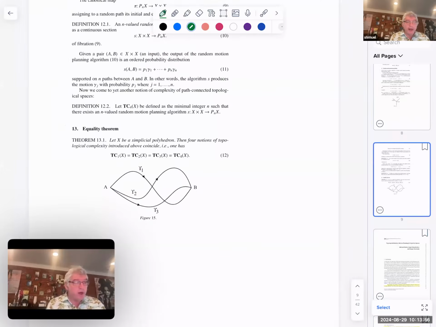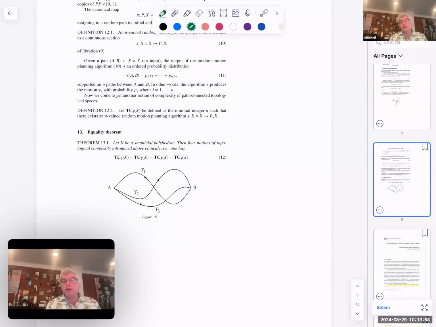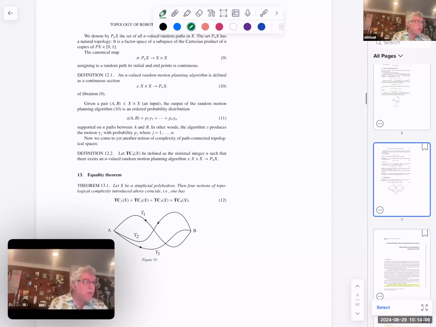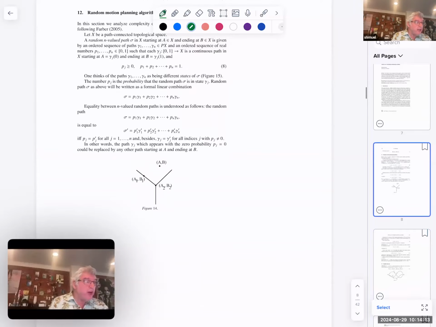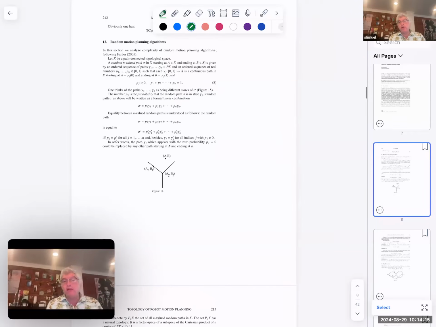Okay, and I recommend this paper because, besides the mathematical results, it's also an issue of the modeling that was the initial goal of this project. So one of them is the amount of instability that a robot has.